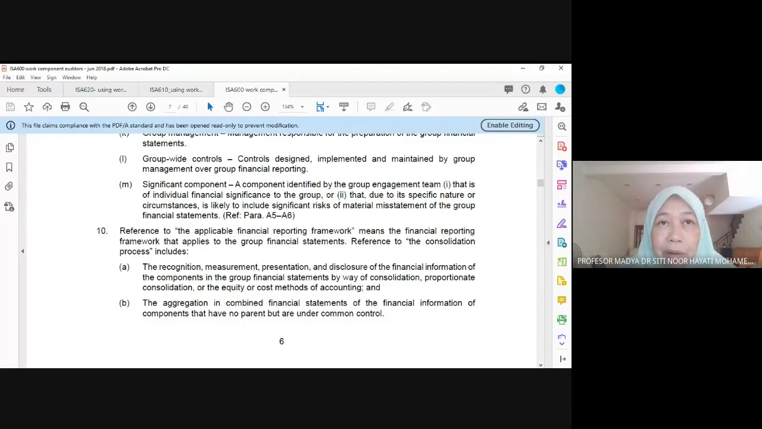Because when the group auditor is going to audit the group financial statement, if the component auditor is not independent, that means the auditor suspects that some of the information in the group financial statement may not be reliable. It may not be accurate, it may be manipulated, because of the lack of independence by the component auditor.